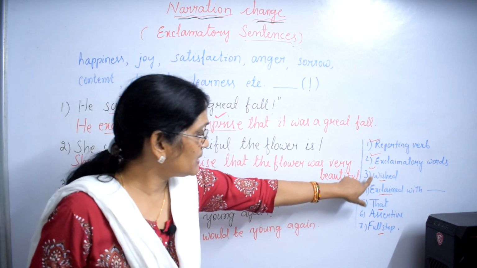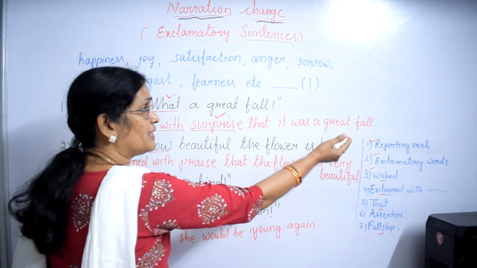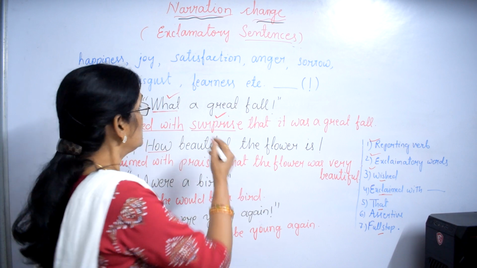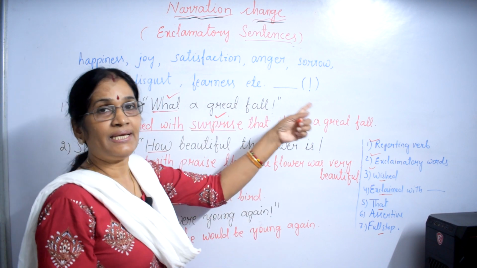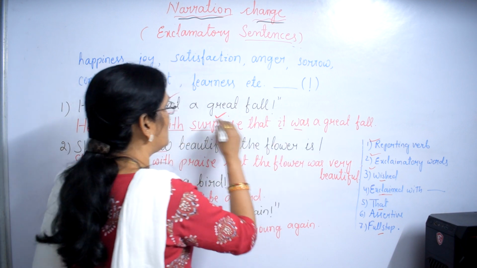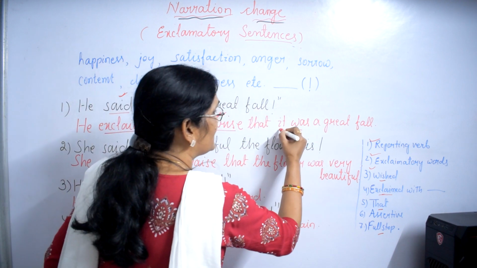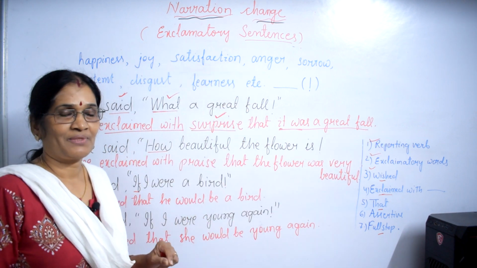Which conjunction comes? That. And the sentence will be converted into assertive. So what a great fall means what? What a great fall it is. In indirect speech, it will be it was a great fall. The sentence is converted into assertive. At the end, there is a full stop.